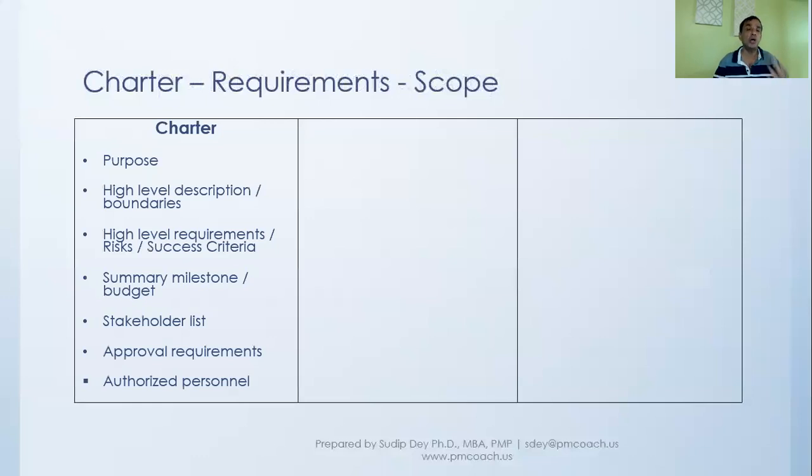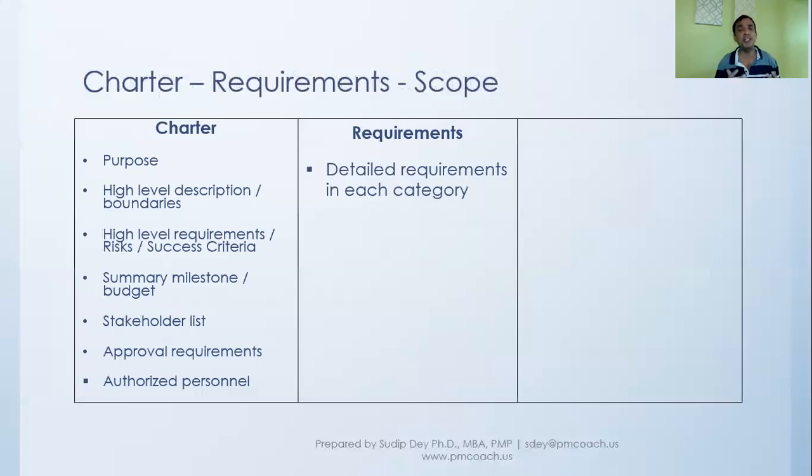So you see, it is very high-level information, and one of the main things about the charter is who is authorized, who the authorized project manager is, who can approve, and so on. That was the starting point, and that is the purpose of the charter. As opposed to that, requirements are about detailed requirements in each category. From the high-level requirements, we go into each area and collect as much information as possible in each of the categories. Then when you look at the scope, for each of the requirements you get into further detail and describe it more.